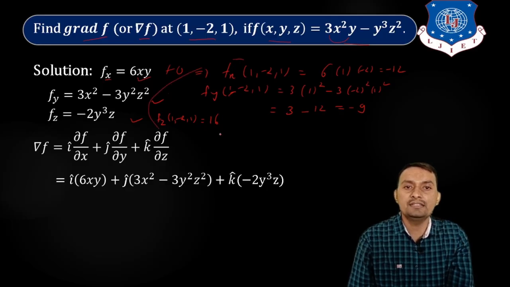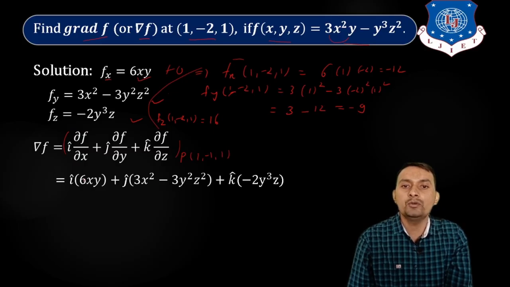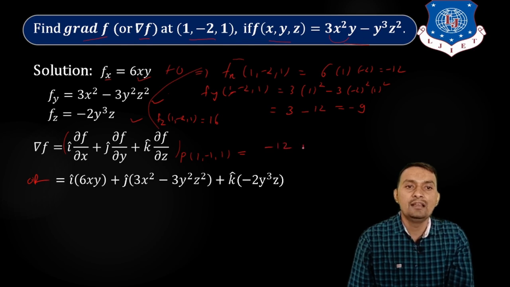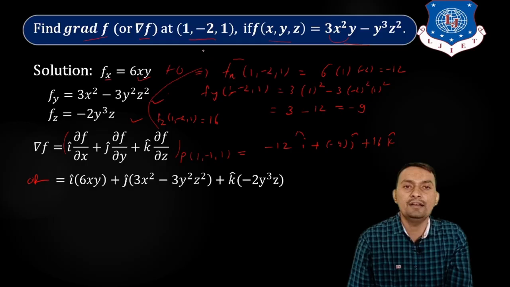So all these we have determined, but we need to consider grad f here. In that case also you can consider the point P, that is (1, -1, 1). So what are you going to get? You can write that the first one is fx at (1, -2, 1), that is -12i, plus del f by del y, that is -9j, and del f by del z, that is 16k. This is our final answer, the gradient of f at (1, -2, 1).